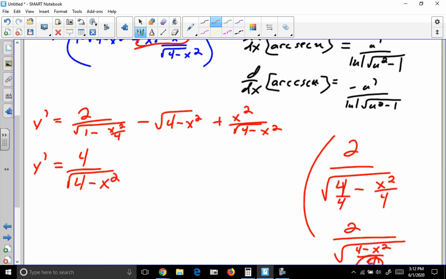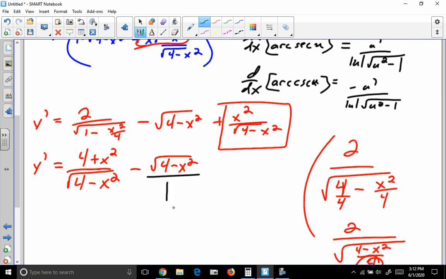Then notice we're adding a fraction with that same denominator, so we can add the numerators, keep that common denominator, and then we have minus that. Now, if you want to, you could get a common denominator here. If this term doesn't have a denominator, it's got an understood 1. So our common denominator is going to be the square root of 4 minus x squared. So we'd multiply top and bottom by that square root.